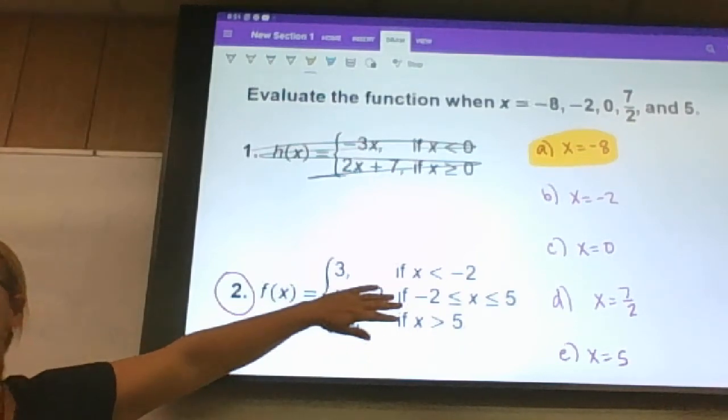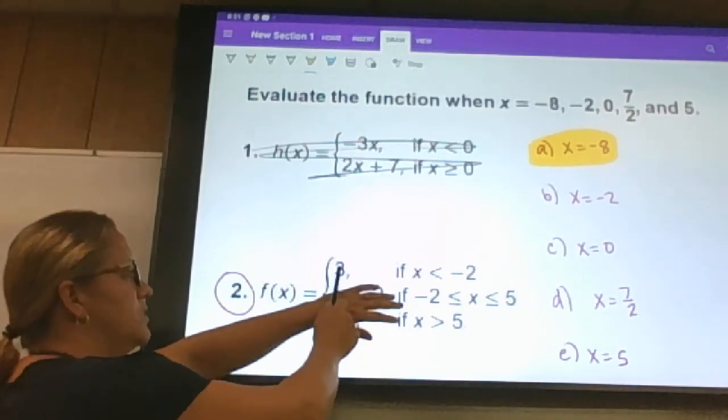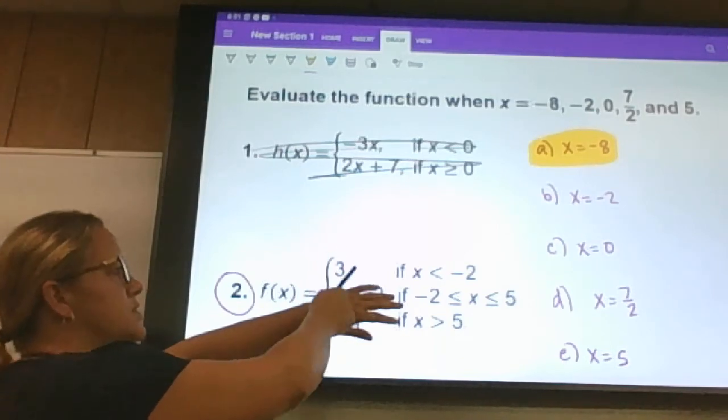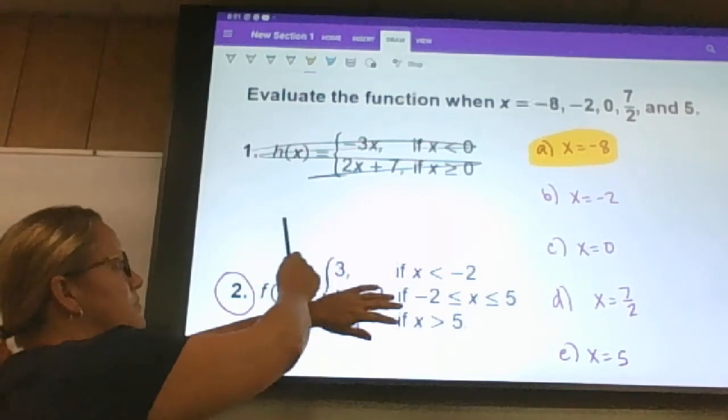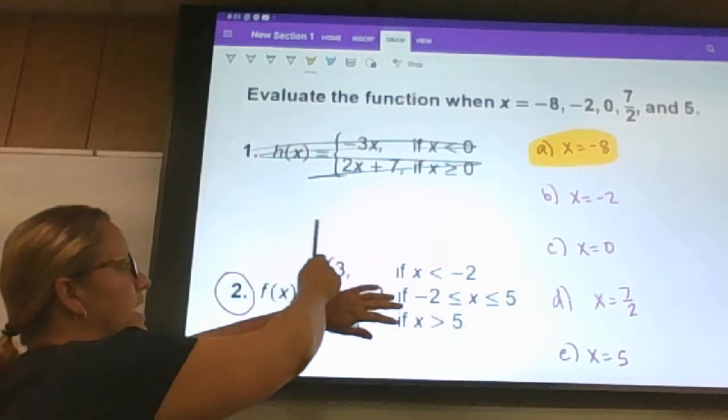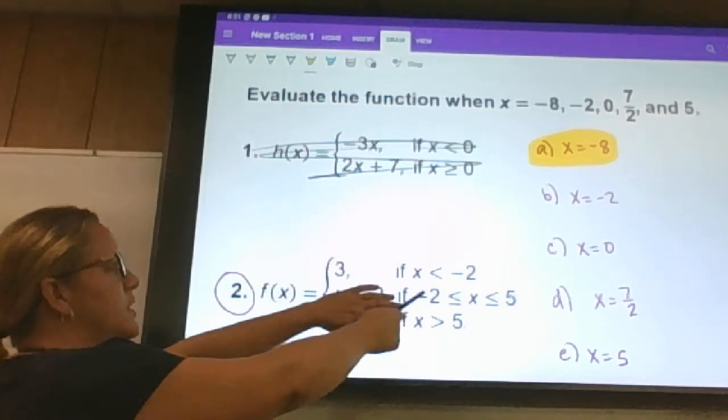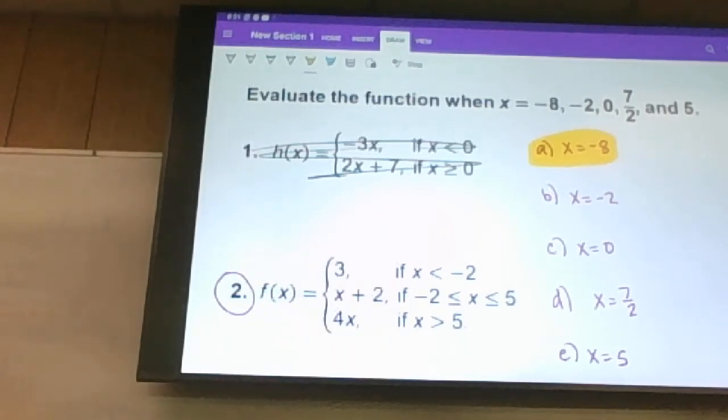But there's no x to plug it into. If there's no x to plug it into, then the answer is just 3. Because this would be a constant. It would just be a flat line. I don't have to plug in for anything. The answer is just y equals 3. The fancy way to write y equals 3 looks like this.